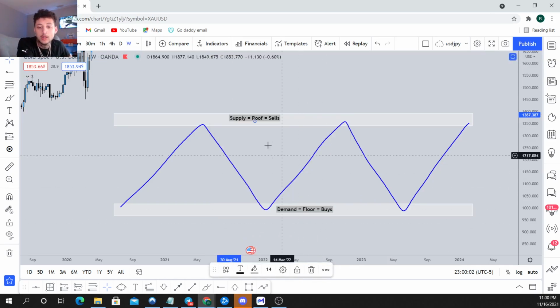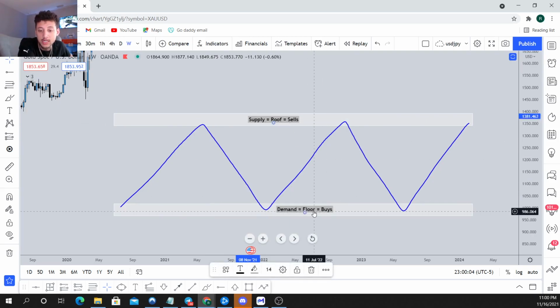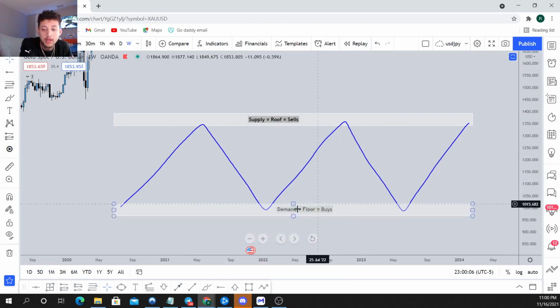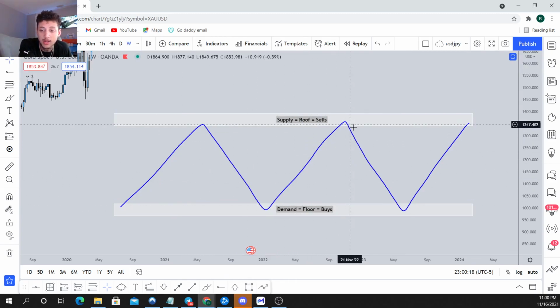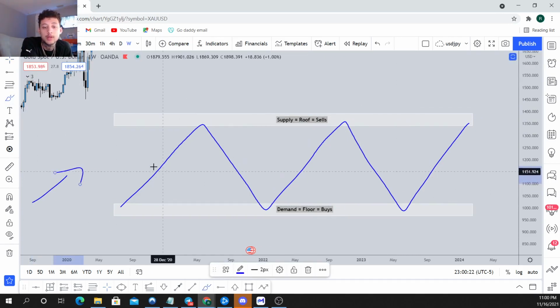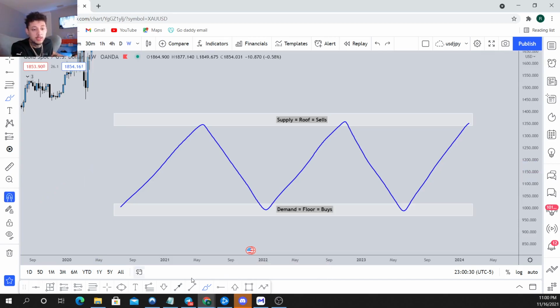Now, when it comes down to supply and demand and us actually setting our levels, demand is going to be support. So whenever price is going down and it hits a level of demand, you can expect it to go in the opposite direction. And supply is going to be the roof, and it's the complete opposite. So supply is going to be resistance. So when price is going up and it hits a resistance level, that is a level of supply. When price is going down and it hits a level of support, that is a level of demand.